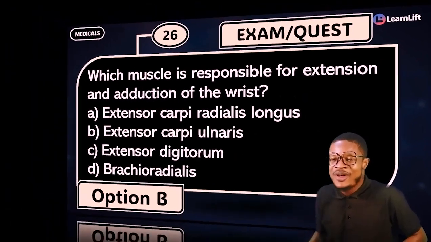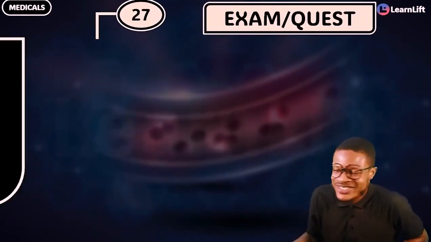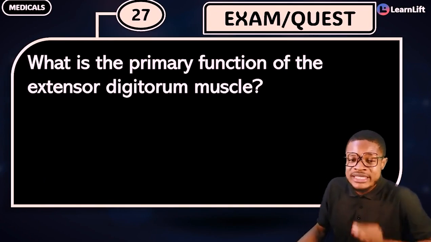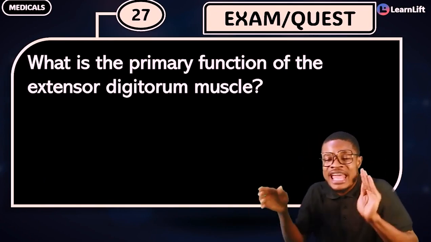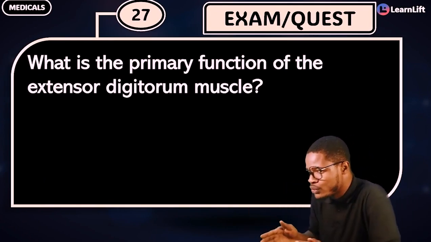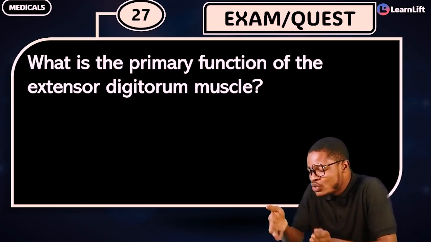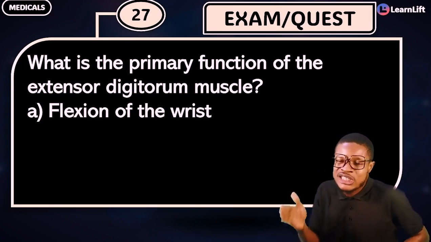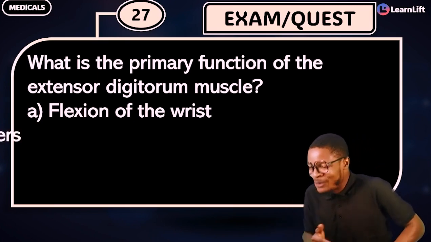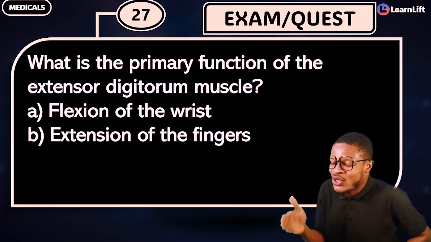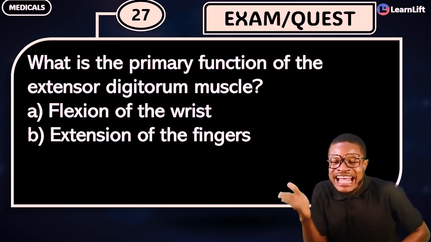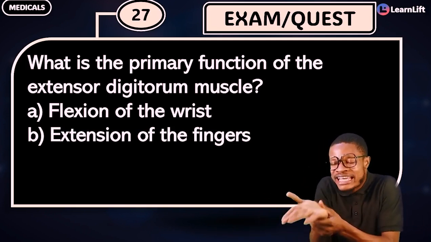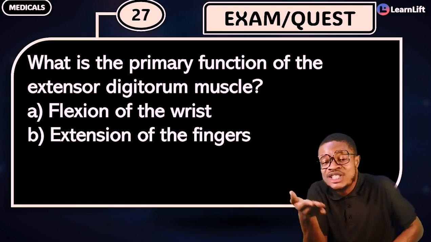If you get this very quickly with me, answer this question for me. The question says, what is the primary function of extensor digitorum muscles? From the name, they will extend the digits. Option A says flexion of the wrist. No. Option B says extension of the fingers. Extensor digitorum, extension of the fingers. That's what digitorum is going to do.